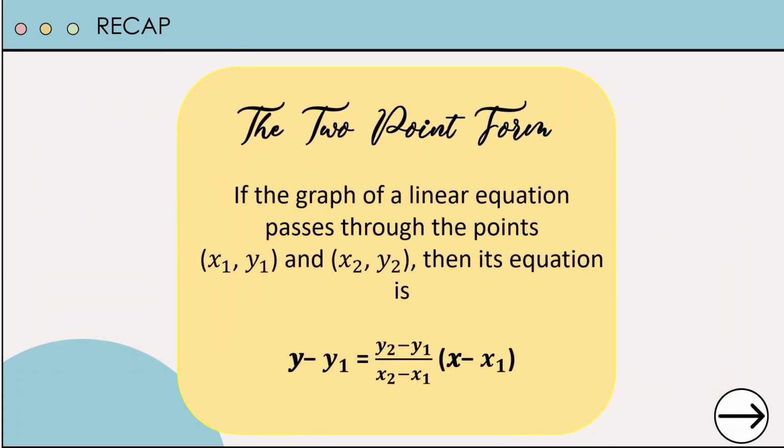And lastly, if the linear equation passes through the points (x sub 1, y sub 1) and (x sub 2, y sub 2), we use the equation y minus y sub 1 equals (y sub 2 minus y sub 1) over (x sub 2 minus x sub 1) times (x minus x sub 1), or the two-point form.